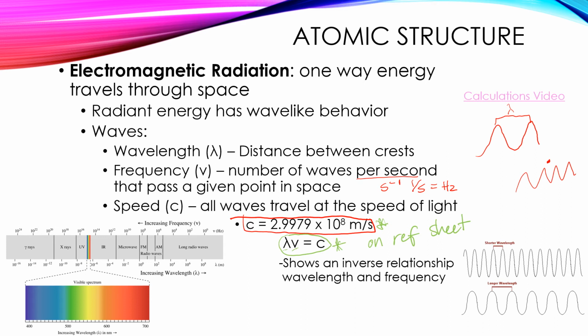Something else we see from this equation is that we've got an inverse relationship between wavelength and frequency. The shorter the wavelength, the much higher the frequency. And then, of course, the longer the wavelength, the much lower the frequency. You can also see this relationship on our electromagnetic spectrum. As the frequency gets higher, our wavelength gets lower.